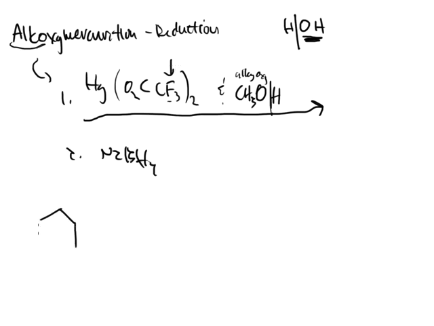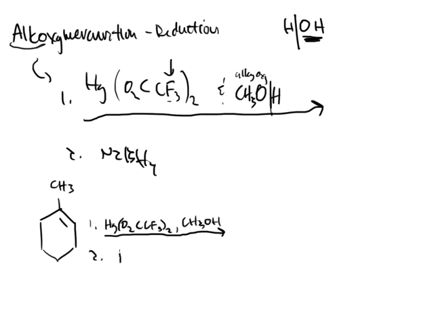Let's take a ring this time just because we haven't used one in a while. And then we've got a double bond with a CH3 that's here. And then I'm going to draw a big long arrow and I'm going to put Hg(O2CCF3)2 and then CH3OH and then down here NaBH4. Let's talk about what happens.